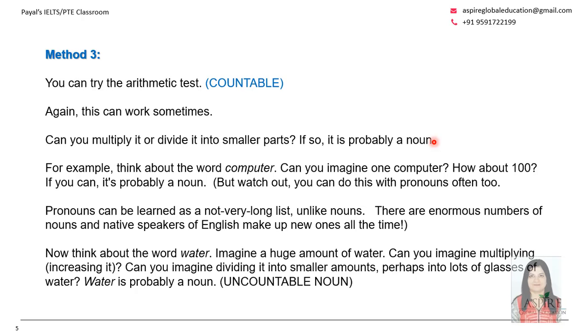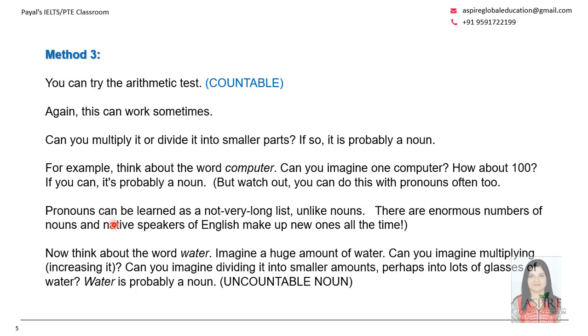Okay, now how do you identify a noun using the third method? You have to look at a word and see whether you can multiply or divide it into smaller parts, which means it is countable. Then it's probably a noun. For example, book, you can count. So all the countable things are also nouns, like computer. Yes, you can imagine one computer and 100, so it's probably a noun.